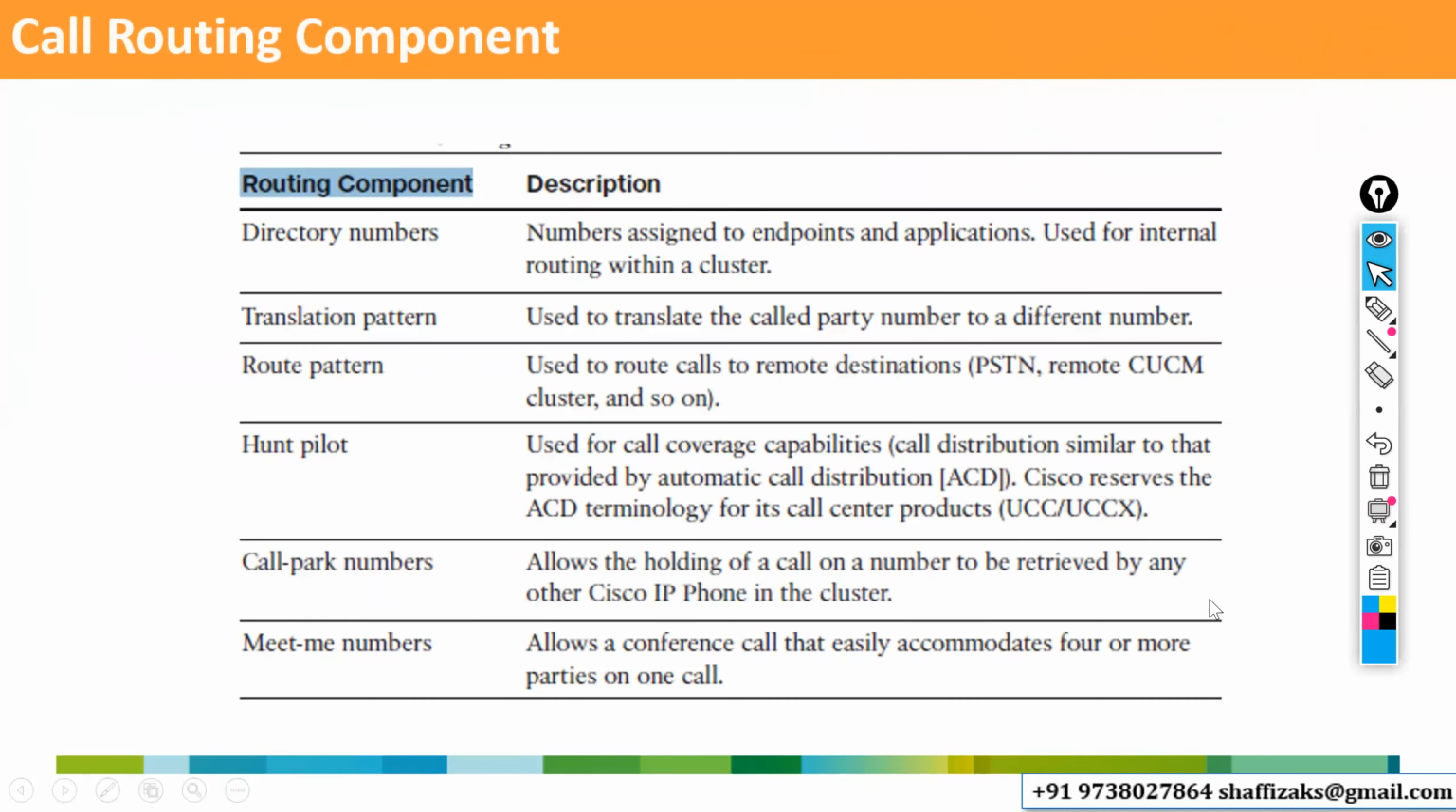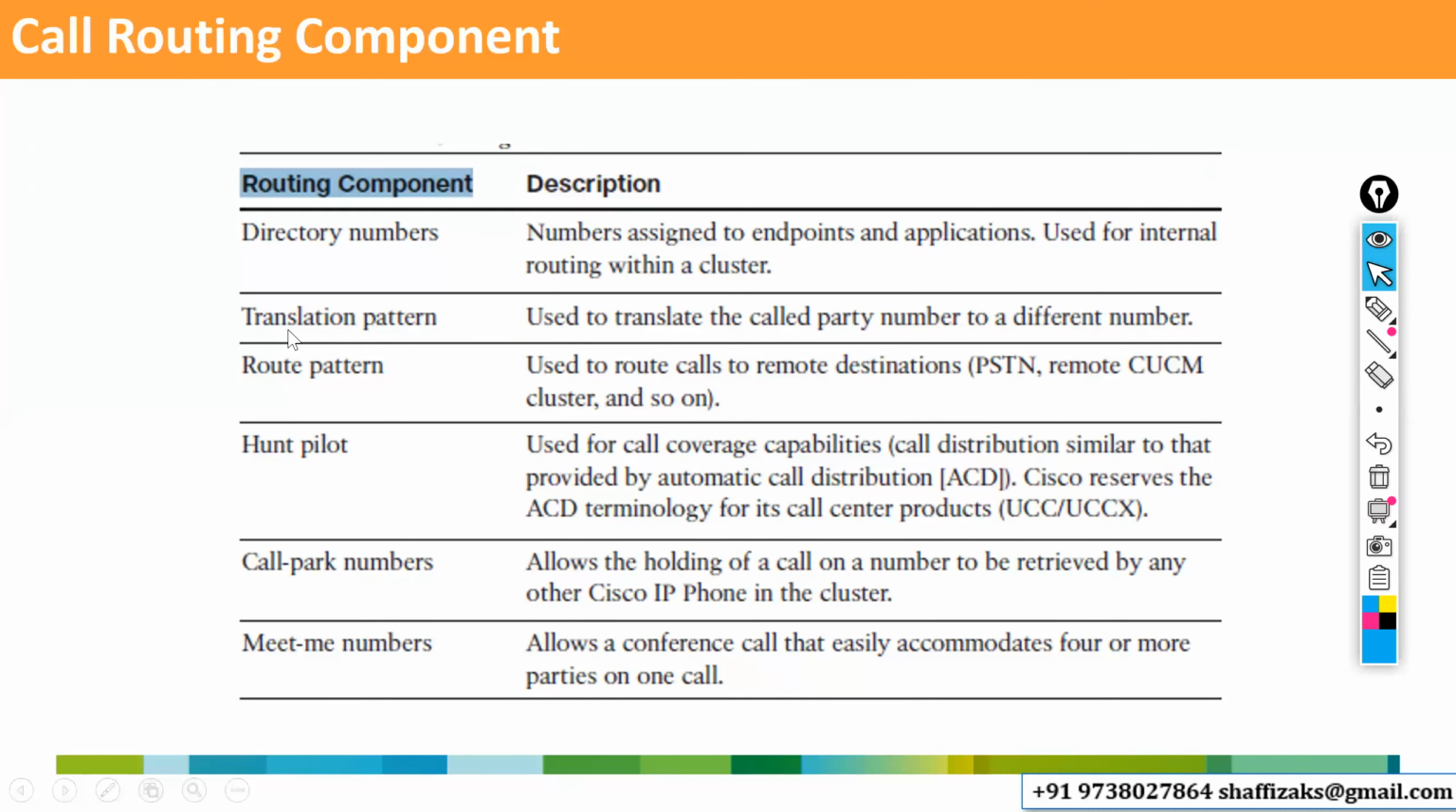Call routing components. These are the different call routing components we have. Directory number, DN number. Any number you assign to an IP phone, it can be any phone, hard phone, soft phone, Jabber, anything. That number, whatever we have, generally we call it extension number, but actually it is the DN, directory number. The actual technical word is DN, but in general we call it extension.